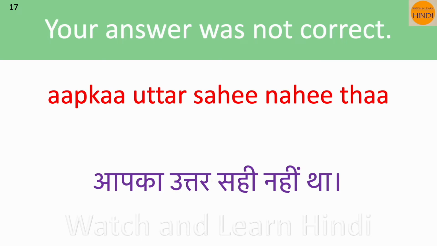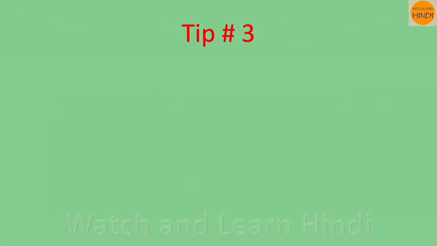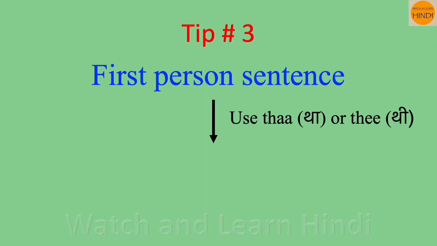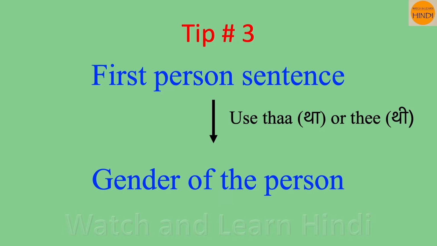Now it is time for tip number 3. When a sentence is in first person, that is, a sentence starting with मैं, which means I, you cannot know the gender of the speaker because मैं in Hindi is gender neutral, just like I in English. But if the sentence is in past tense, then you can use tha and thi to figure out the gender of the speaker. Because as we learned earlier, tha is for masculine and thi is for feminine. Let me show you some example sentences.